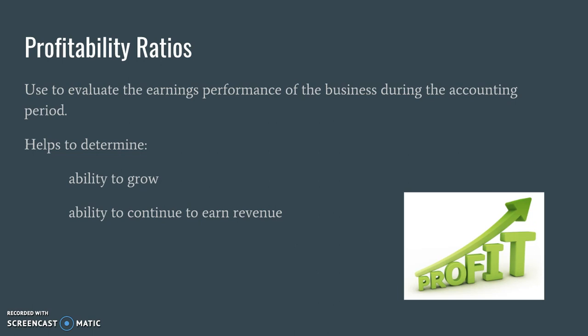Profitability ratios, these are the ratios that are used to evaluate the earnings performance of the business during the accounting period. These are going to be numbers that we will be taking off of the income statement, because the income statement is what determines whether or not we have a net income or a net loss. If we have a net income, we are profitable. So profitability ratios are going to help us determine our ability to grow, as well as our ability to continue to earn revenue.